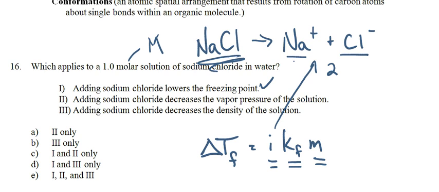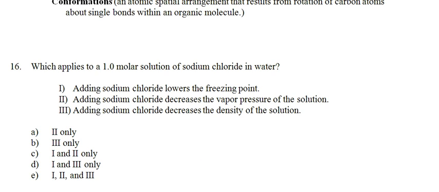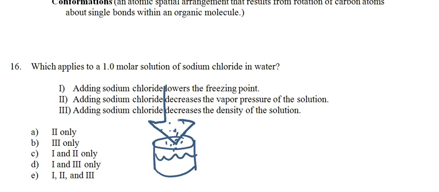Number 2, adding sodium chloride decreases the vapor pressure. Well, when we talk about vapor pressure, it is when a liquid changes into a gas. And the stronger the intermolecular forces, or the greater the external pressure, so if we have a strong atmospheric pressure pushing down on this liquid, we're going to reduce the vapor pressure. Or if the intermolecular forces are strong enough, we will reduce the vapor pressure. Or if we are able to elevate the temperature at which the substance boils.